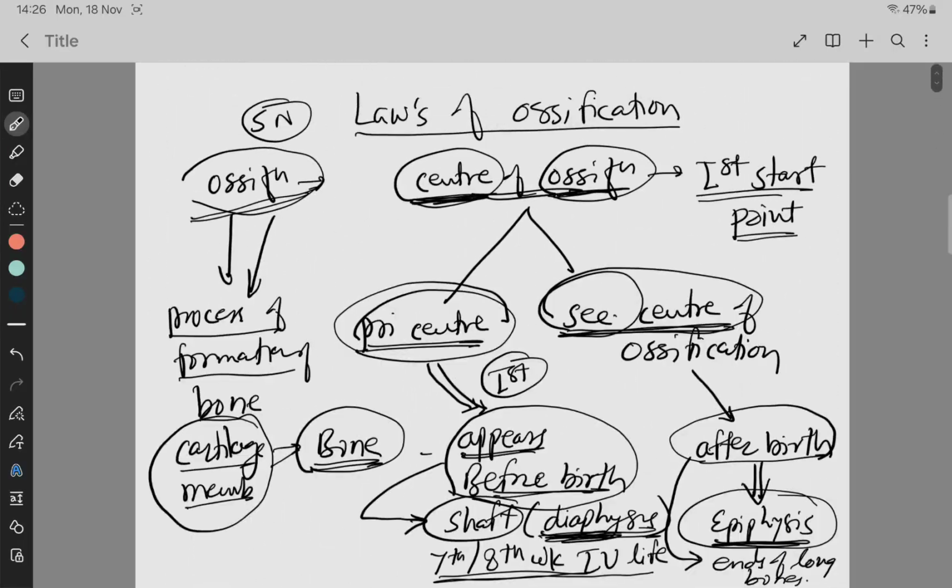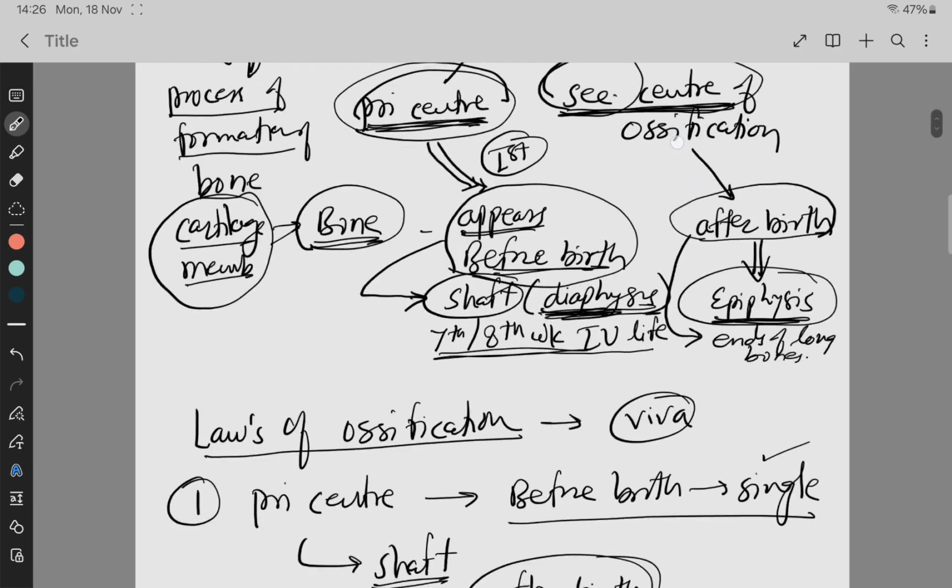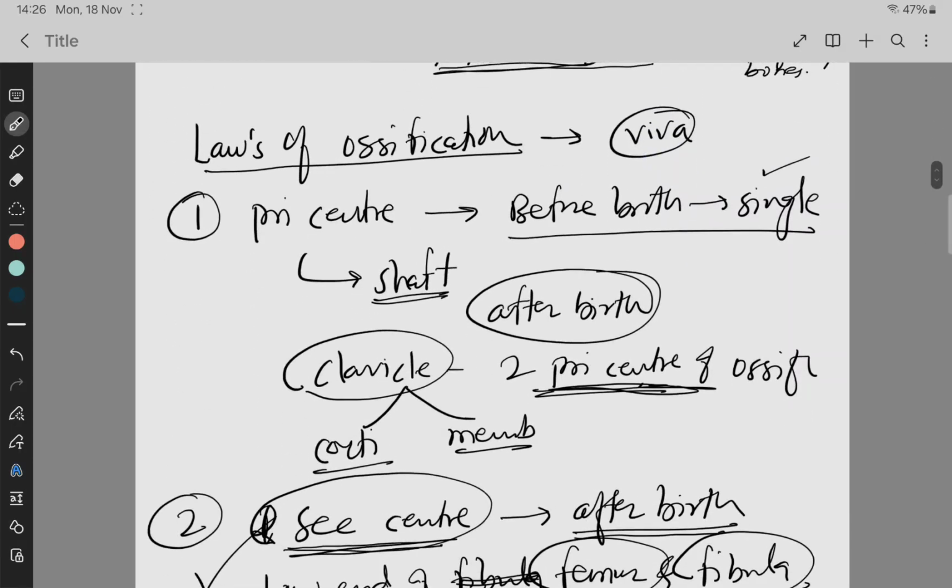So before getting the laws of ossification, first you should know what is ossification, then what is center of ossification, what is primary center of ossification, what is secondary center of ossification. And after getting this concept, then we will go for the laws of ossification. These definitions are asked in the bone viva, and in the exam, a short note on the laws of ossification also comes.